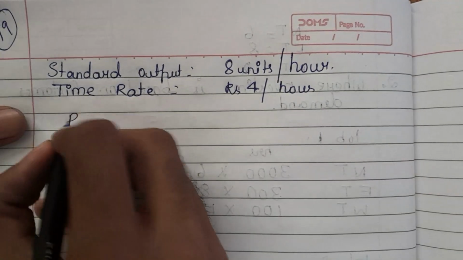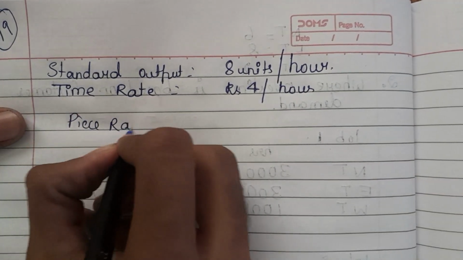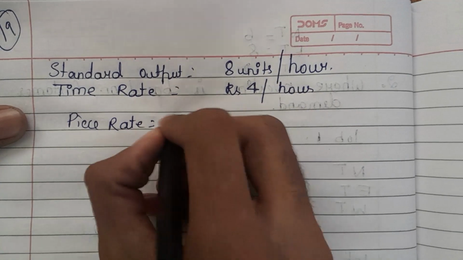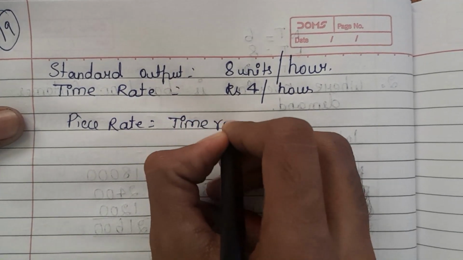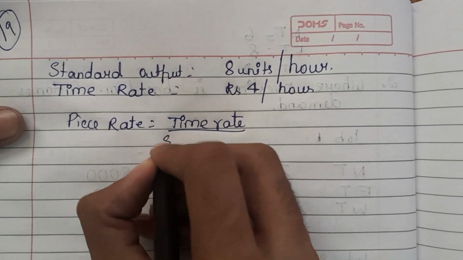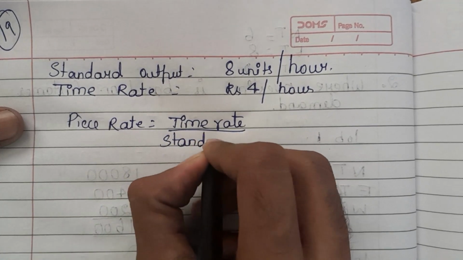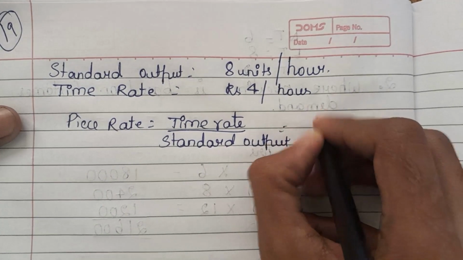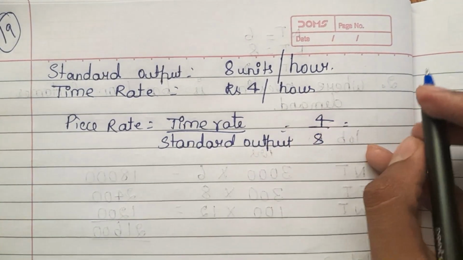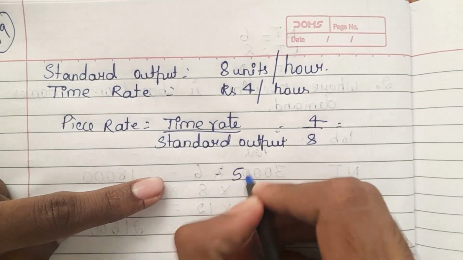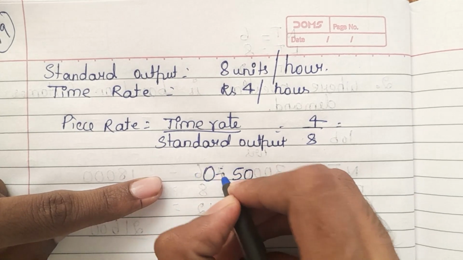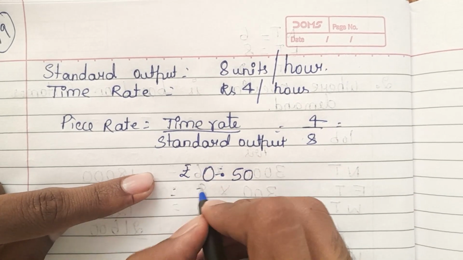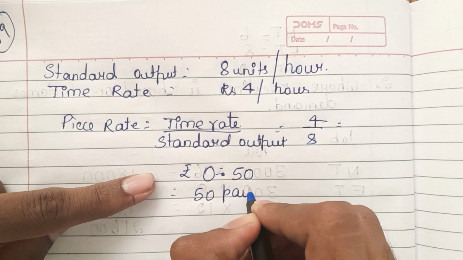So now we can easily find out the piece rate. What is the formula? It is time rate divided by standard output. Time rate divided by standard output means 4 divided by 8. It is nothing but 0.50 rupees, which is 50 paisa.